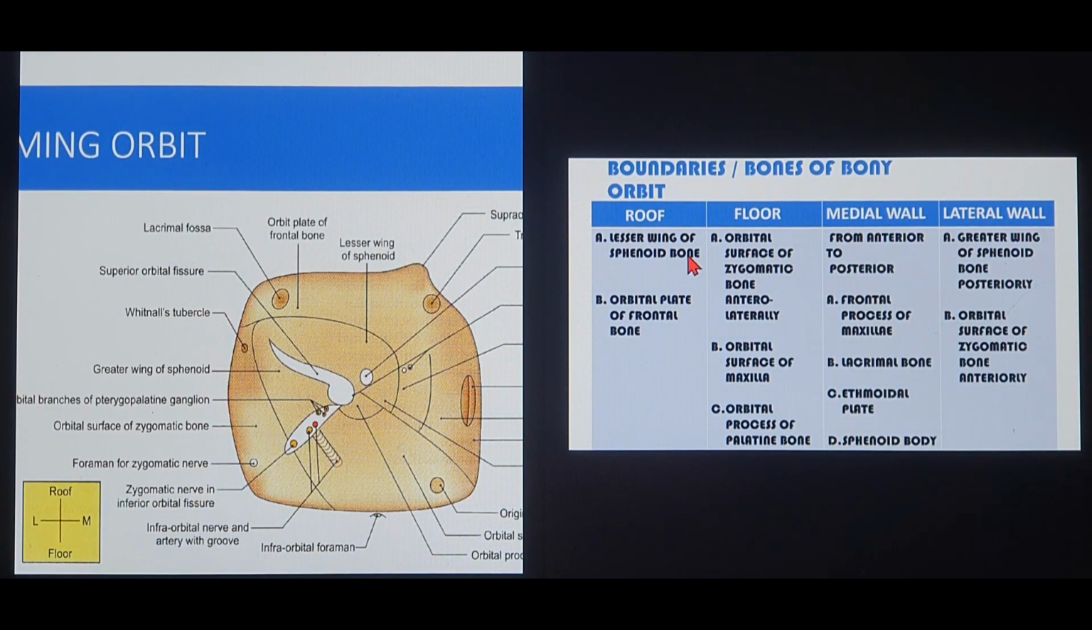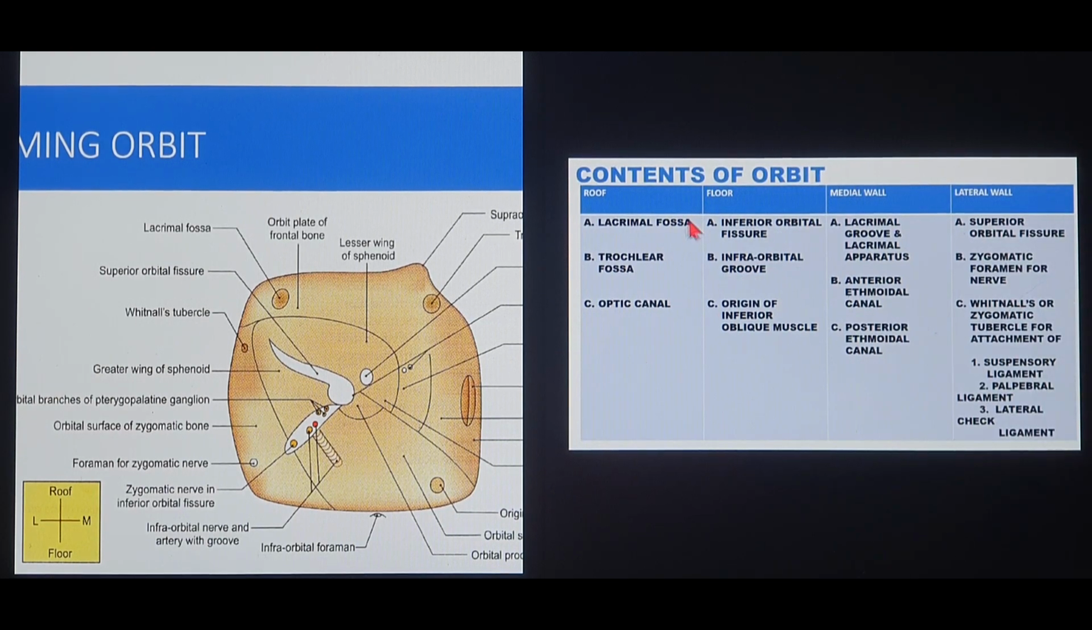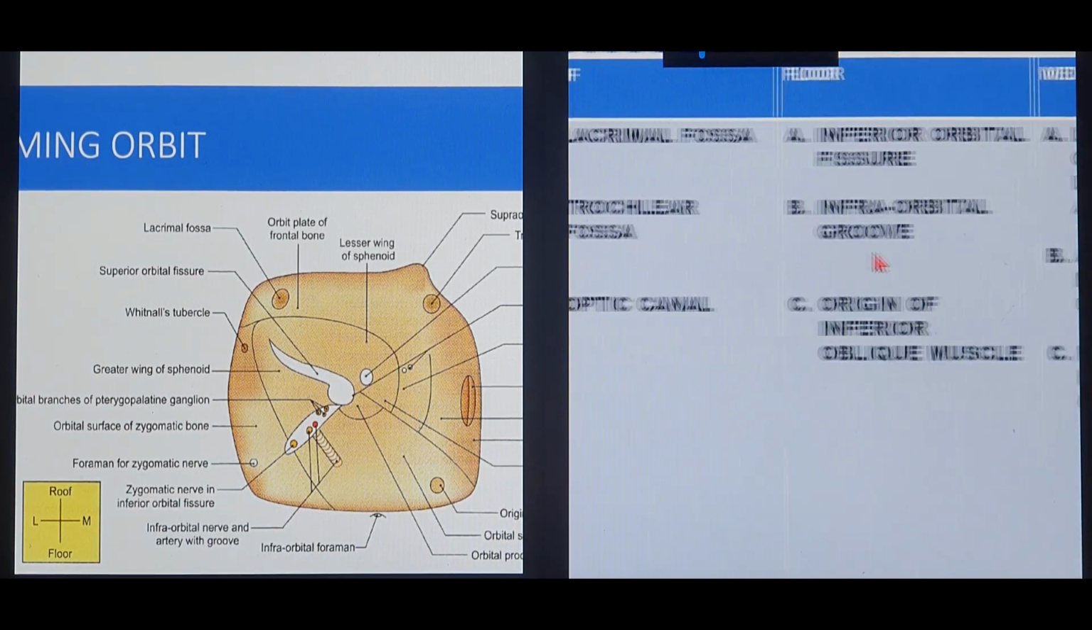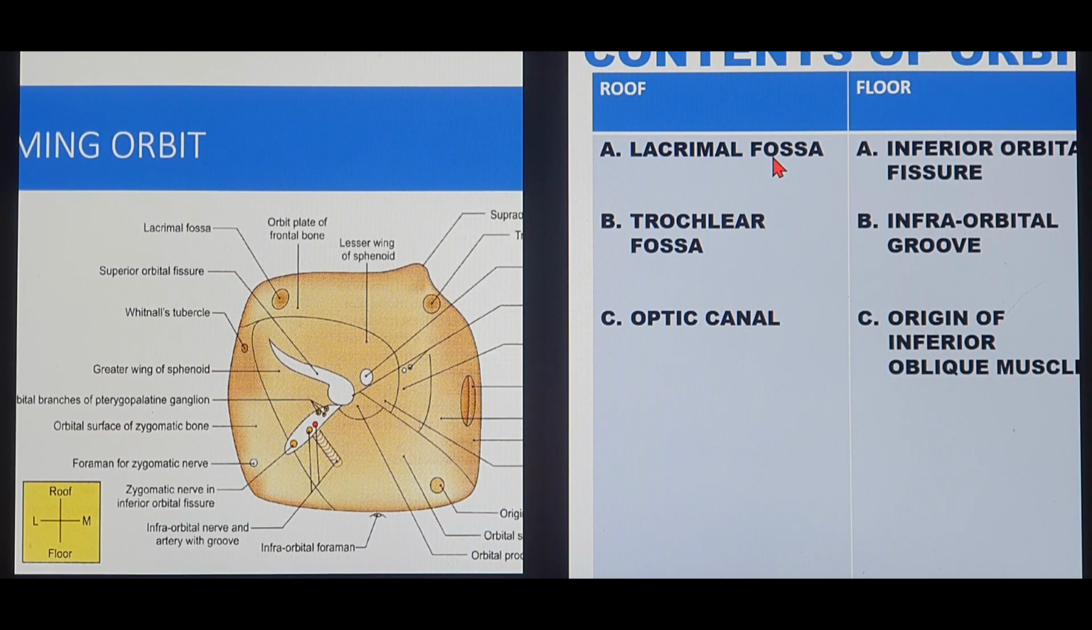So if we take the roof, we have the lacrimal fossa, the trochlear fossa, and the optic canal. These three landmarks lie in the roof and nowhere else. So you have to orient yourself with the 3D anatomy as well. If someone asks about the lacrimal fossa, you have to say it lies in the superior, lateral, and anterior aspect of the bony anatomy of the orbit cavity.